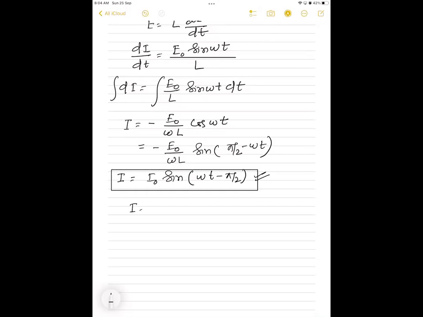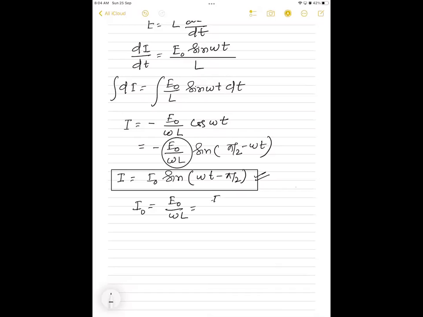So finally we got I is equal to how much? I naught sin omega t minus pi by 2. मिल गया ना हमें ये? The expression for current in case of inductor. And we have discussed always current lags, right? And what will be peak current? I naught is equal to how much? This is the peak current. E naught by omega L, correct?